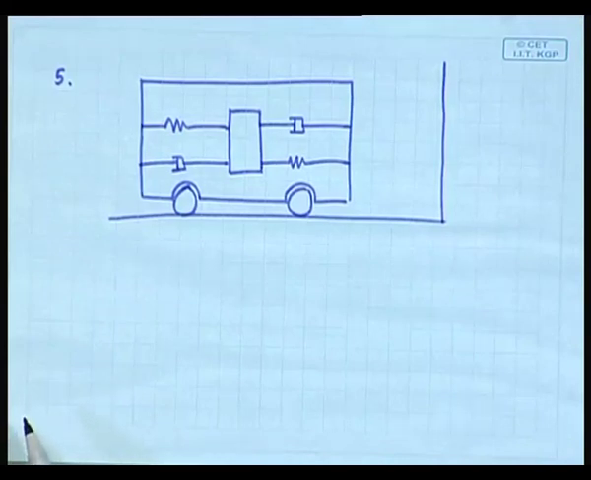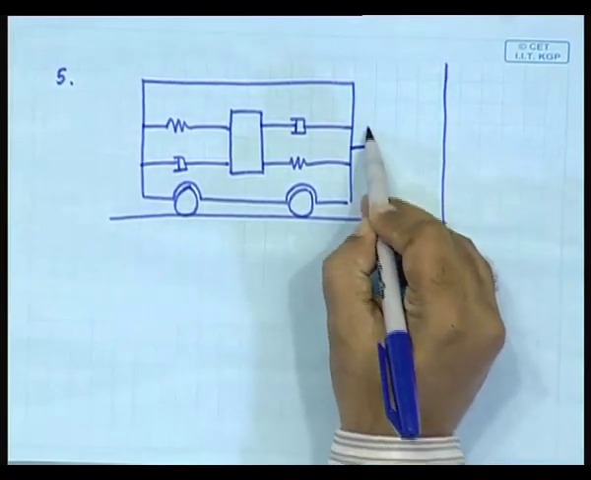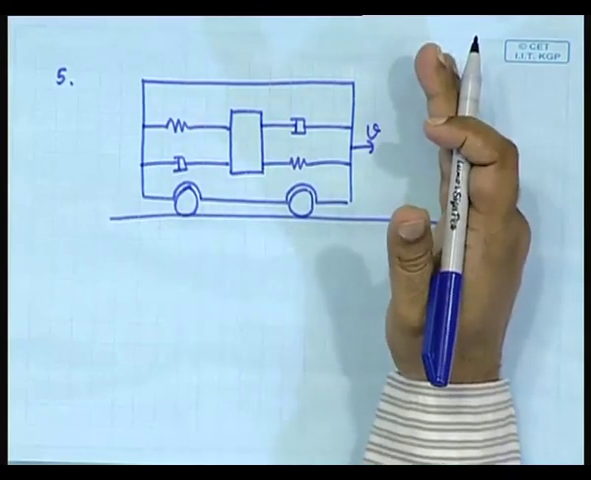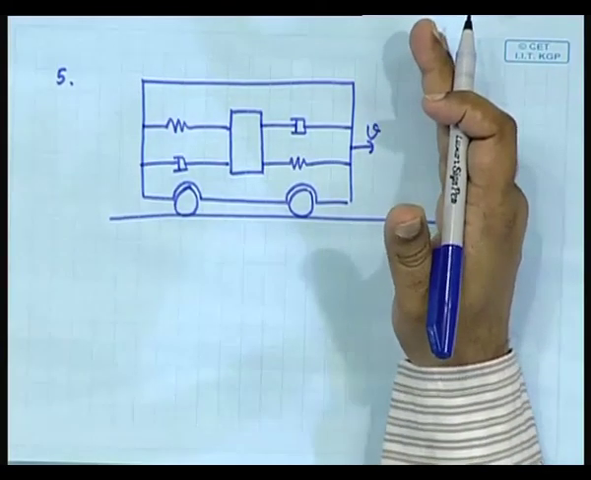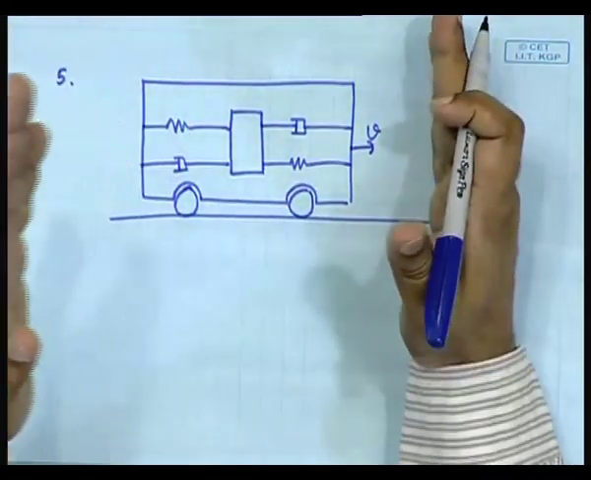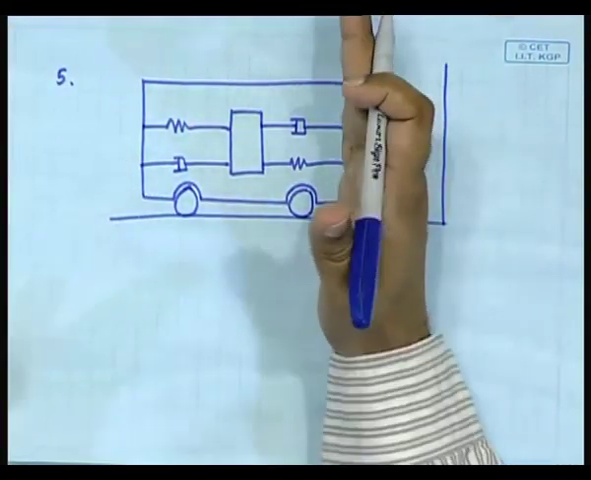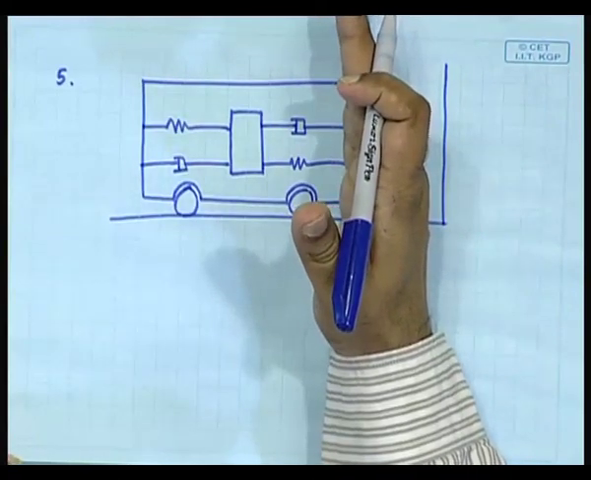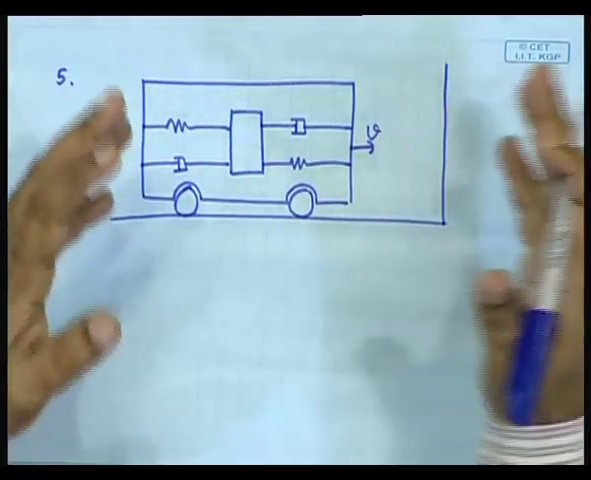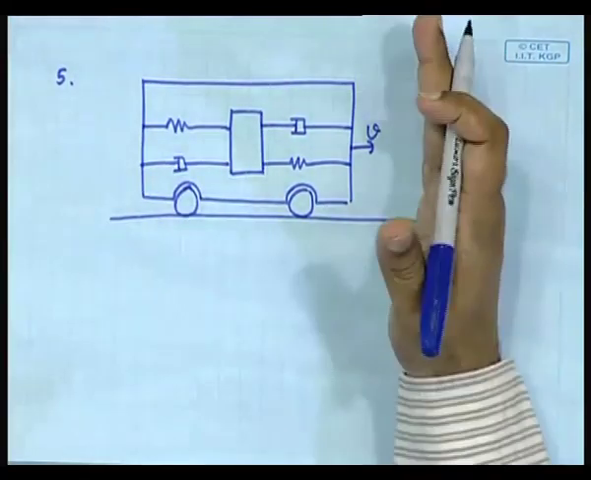The car meets with an accident and it was moving with a velocity v when it hit the wall. Immediately it comes to a stop, right? The whole thing was moving with a velocity v and immediately it comes to a stop. Assume that there is no recoil, that means the car itself does not go back, it stops.